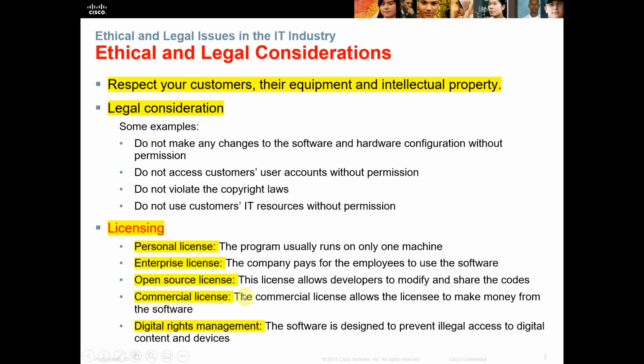Commercial license. This license is used to make money from the software. So there are some commercial purpose licenses where people can make money with that software.